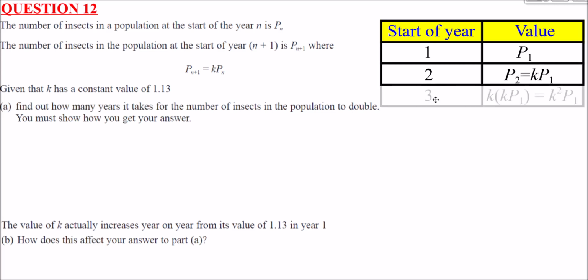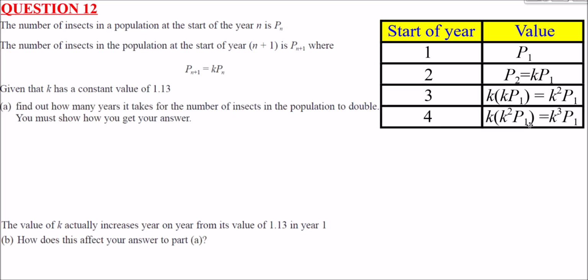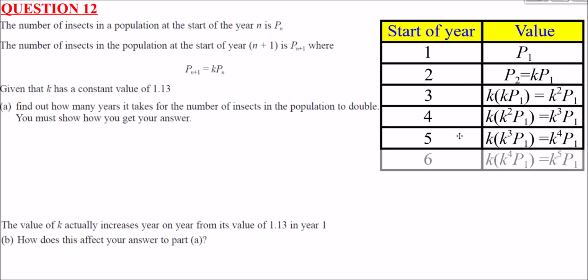For year 3, that'll be k multiplied by p2, but p2 was kp1. So that's going to be k lots of kp1. K times k is k squared. For year 4, that'll be k times p3, but p3 we just worked out as k squared p1. So a pattern's going to emerge here. The end of the year value will always be a certain number of k's to a certain power, always multiplied by p1. So if I count for a few more years, year 5 and year 6, it just continues like so.